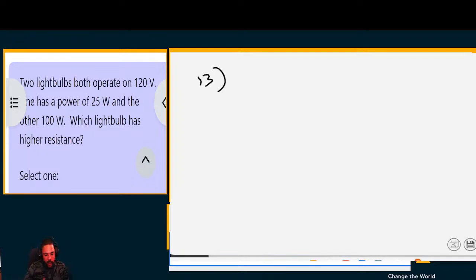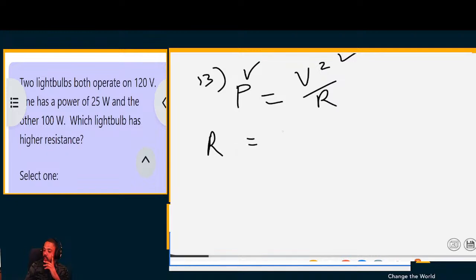How do I calculate? First of all, they give us power. We saw in the previous formula that power is V squared over R. They give us the power and the voltage, and they want to know which one has the higher resistance. So we make resistance the subject of the formula. Resistance is therefore equal to voltage squared over the power.